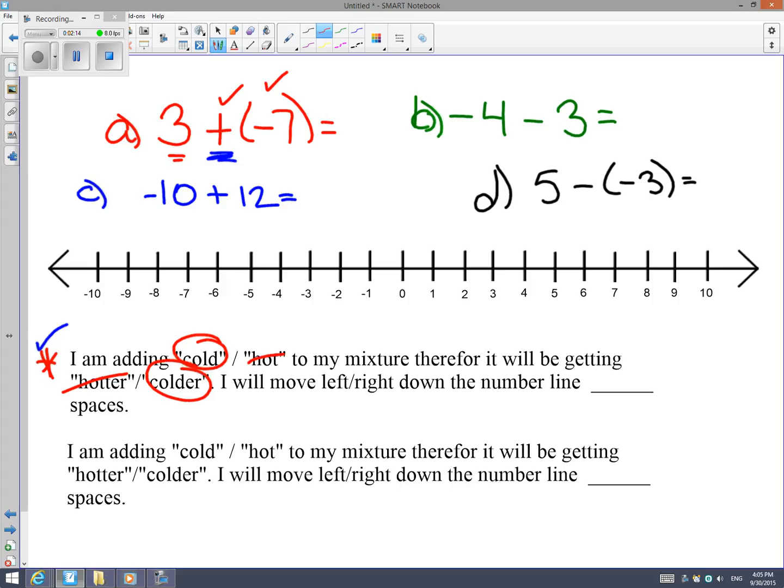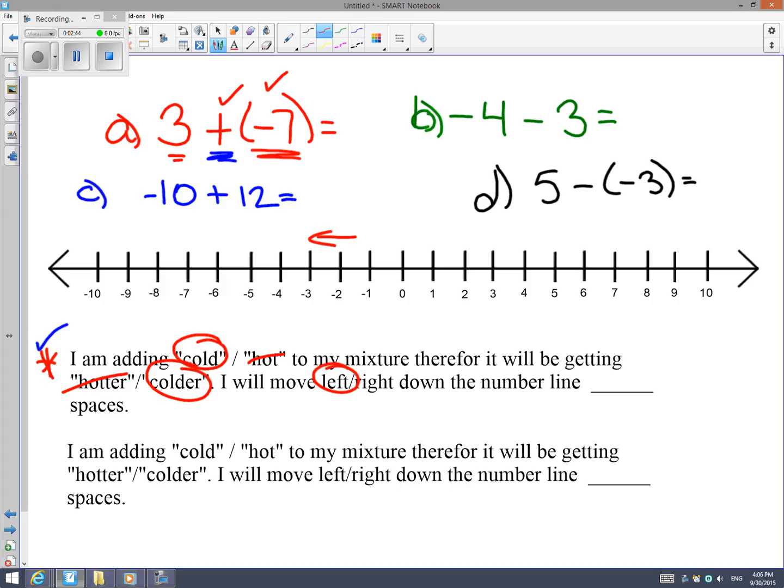And we should know that if we get colder, and here's my number line right here, colder means I'm going to the left down the number line. So far, you're adding cold, it's getting colder, and you're moving to the left. Now all you have to figure out is how many spots to the left you're moving, and you're moving 7. Now that you know which way you're moving and how many you're moving, you can actually attack the question.